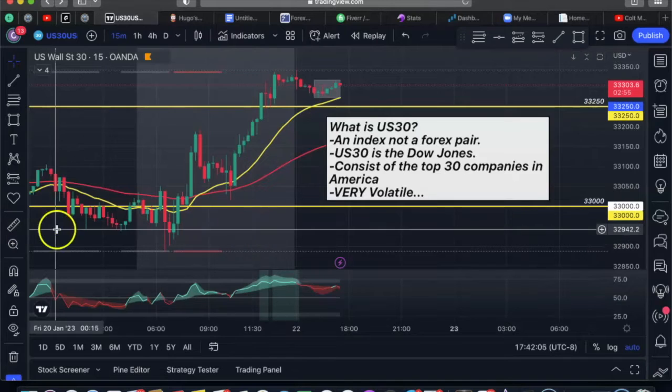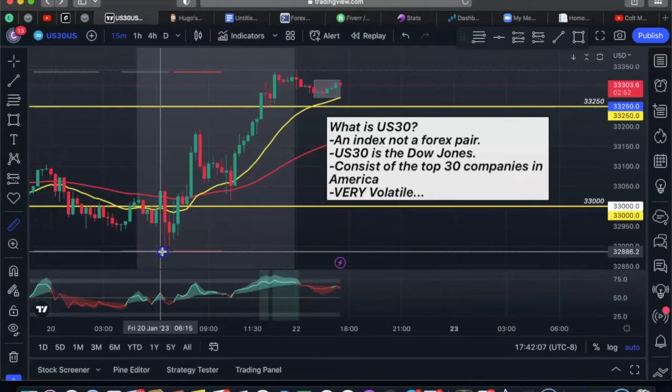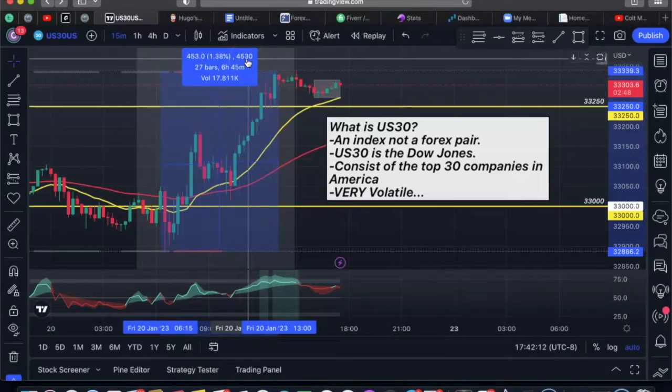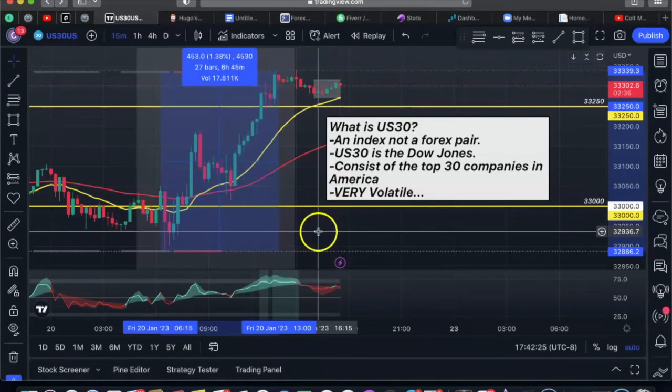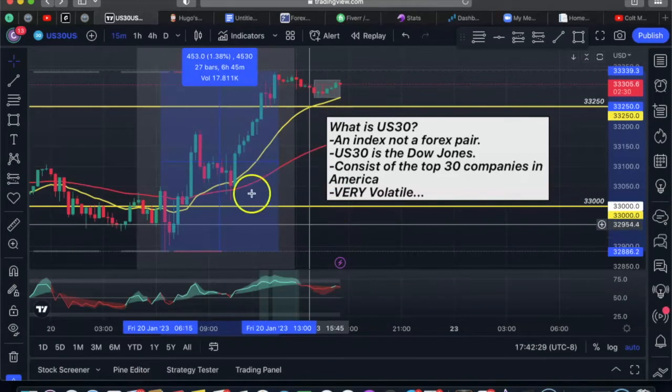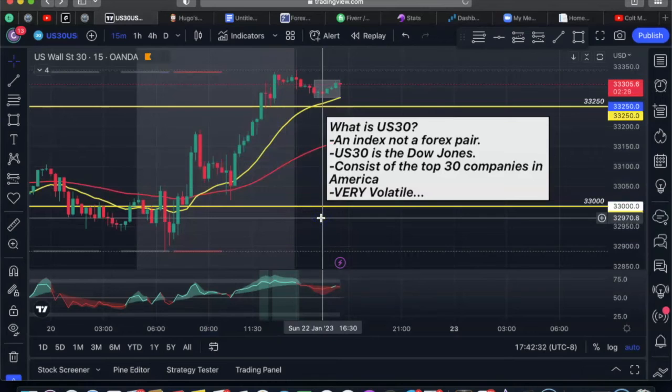Like if we look at the chart right here, from this low to this high, this is 4,500 pips right here. This is not 453 pips. This is 453 points, but it's 4,500 pips, which if you use a 0.01, you would have made $450 right there. But the same thing applies. If you were to take that trade in a loss, you would have just lost $450. So understand that US30 is much different than any other Forex pair or any pair that you guys have ever traded before.